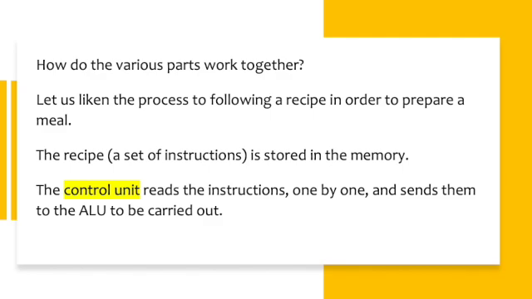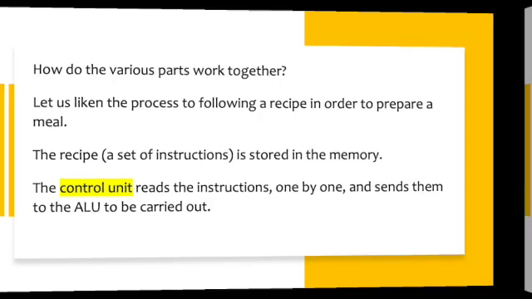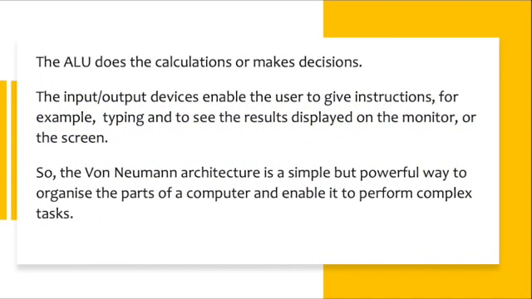How do the various parts work together? Let us liken the process to following a recipe to prepare a meal. The recipe, which is a set of instructions, is stored in the memory. The control unit reads the instructions, one by one, and sends them to the ALU to be carried out. The ALU does the calculations or makes decisions.